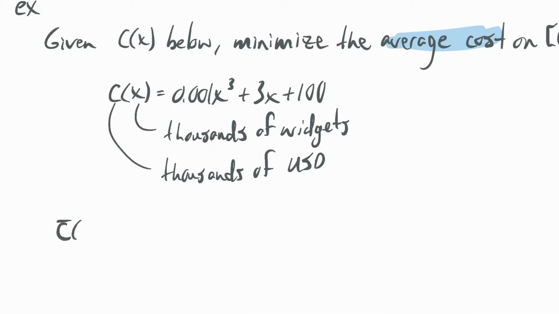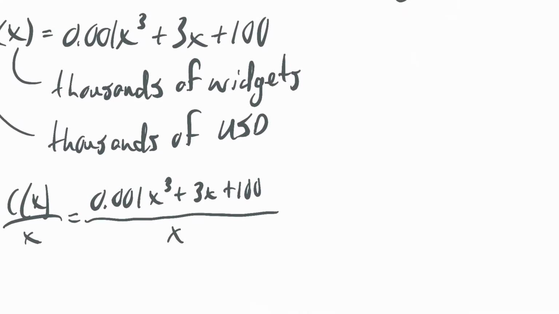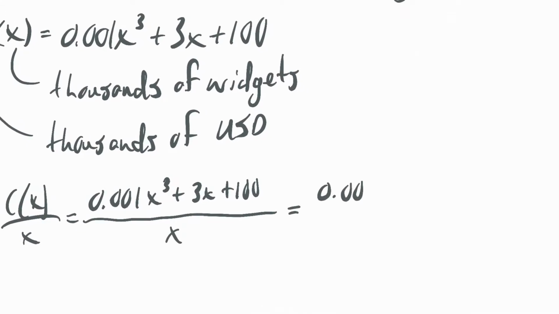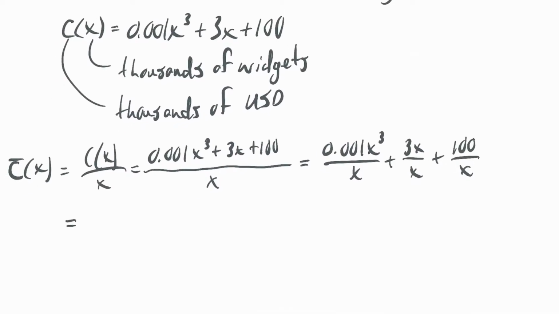So C bar of x equals C of x all over x. Okay, so this will be 0.001 x cubed plus 3x plus 100 all over x. We can split this up into several fractions, as we did before. So that over x plus 3x over x, and you may see where this is going already, plus 100 over x. Okay, and then that will then be, let's put it over here, 0.001x squared plus 3 plus 100 times x to the negative 1 power.